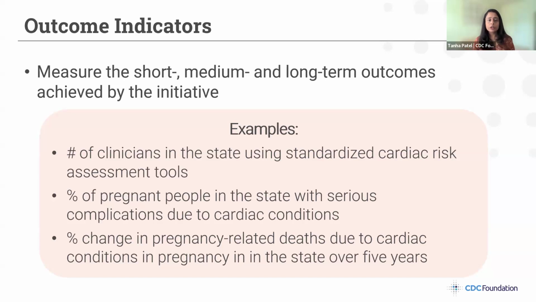An example of a longer-term outcome indicator is percentage of pregnant people in the state with serious complications due to cardiac conditions, and percentage of change in pregnancy-related deaths due to cardiac conditions among pregnant people in the state over 5 years. These longer-term outcomes, they measure an intended change in health outcomes that would be observed probably a long time after the implementation of the initiative takes place, because the health outcomes take a little bit longer to achieve.